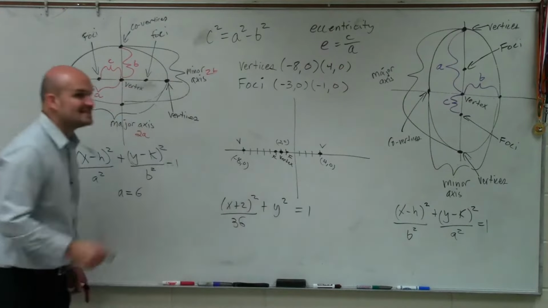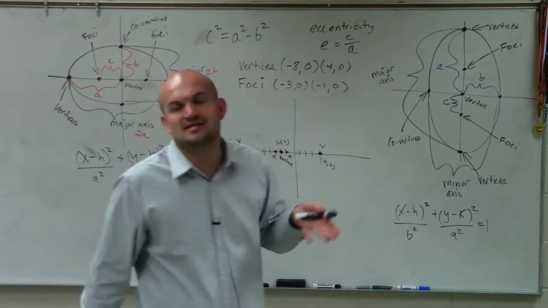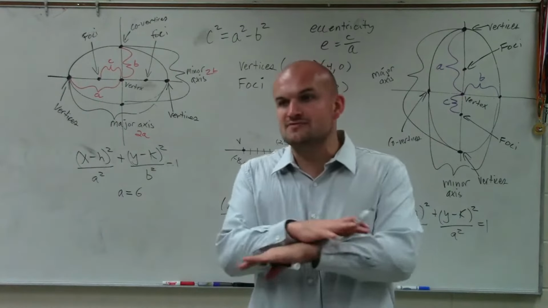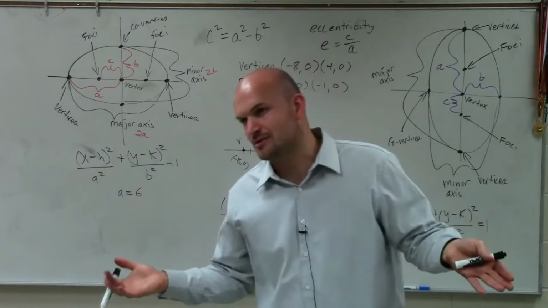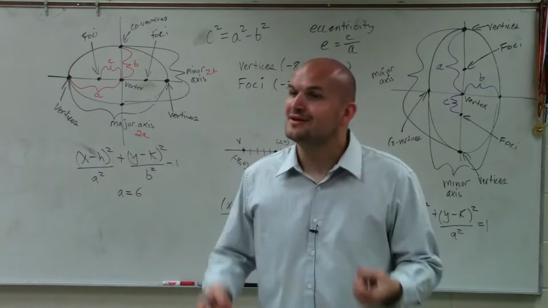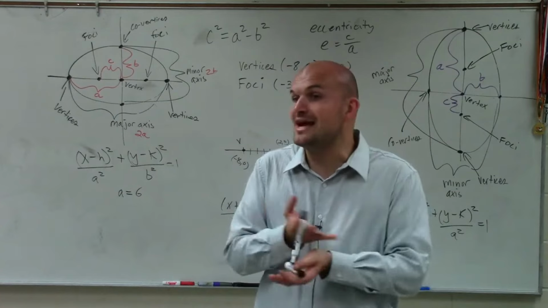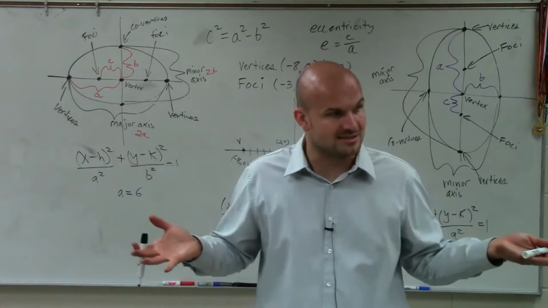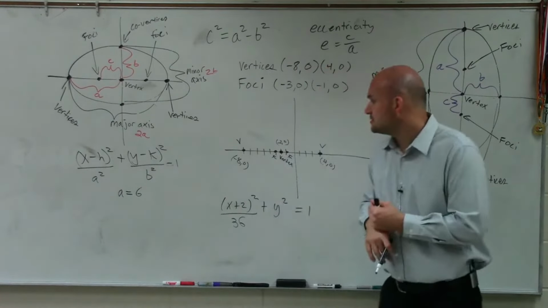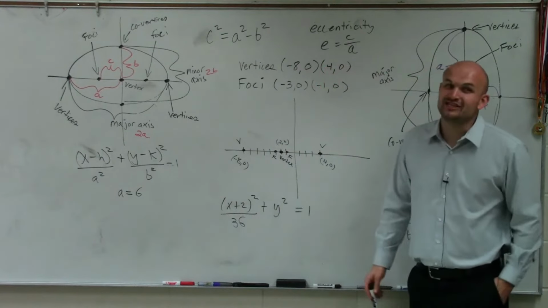And I know that that distance has to go under the x, because that's what Caroline was talking about, or Zoe, or Michelle was talking about, that when you have the larger number under the x, that tells you it's elongating it horizontally. All right? So now we need to figure out b, and we have an issue with b.